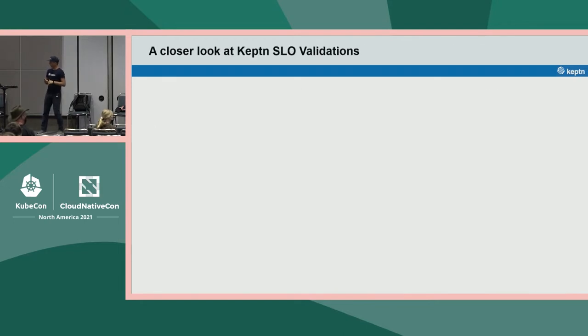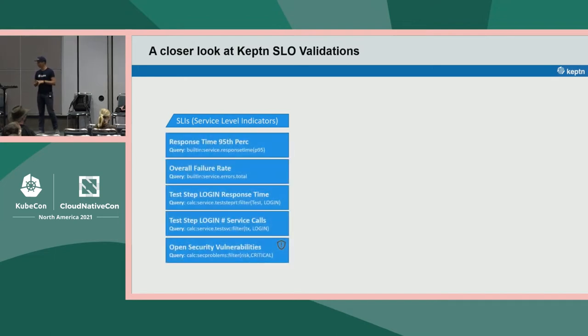So, a little closer look. How does this work in Keptn? Now, I talk about SLOs, service level objectives. The way this works in Keptn is you define a list of SLIs. An SLI is nothing else than a metric. I have an example here, 5 metrics: response time, query failure rate, and a couple more at the bottom, even an open security vulnerability. If you have a tool that provides you the number of open vulnerabilities, it's a great metric to have. So you specify what you normally look at.